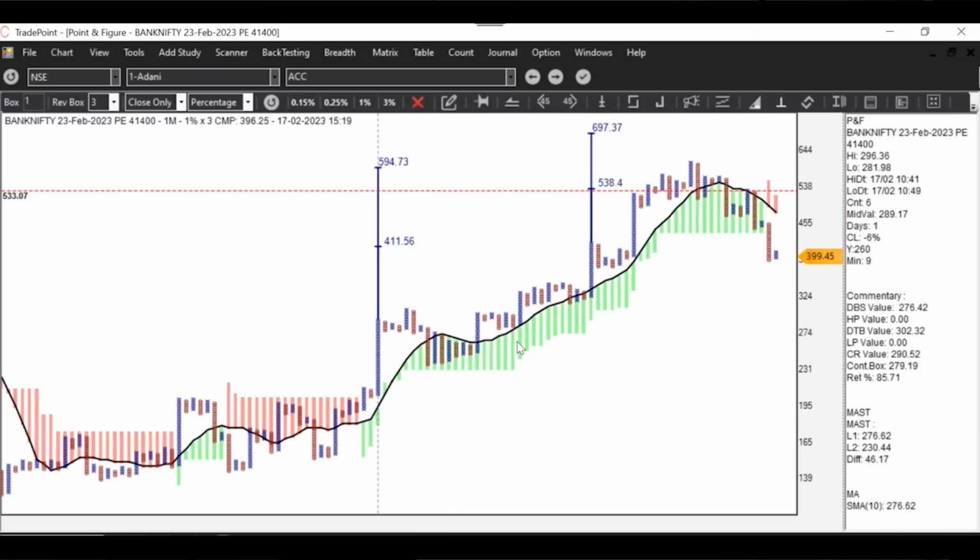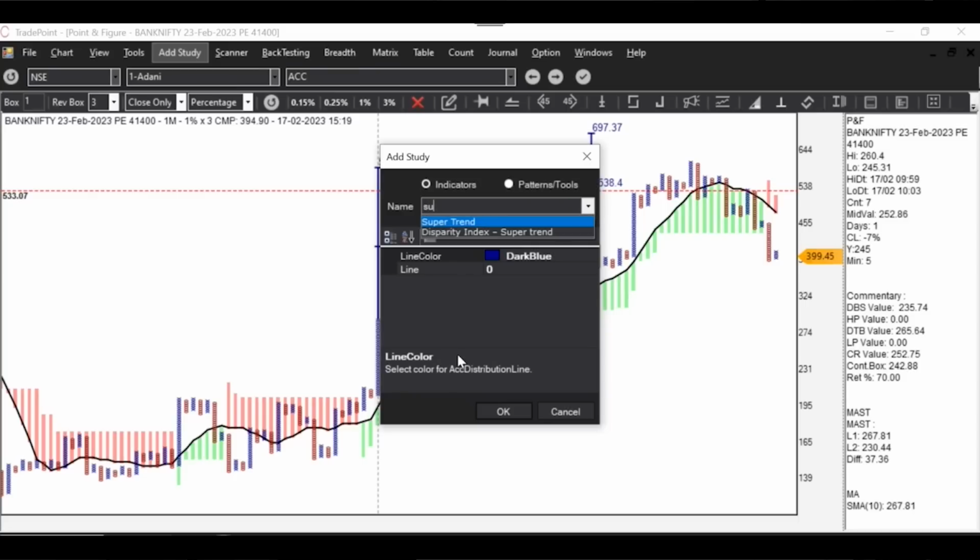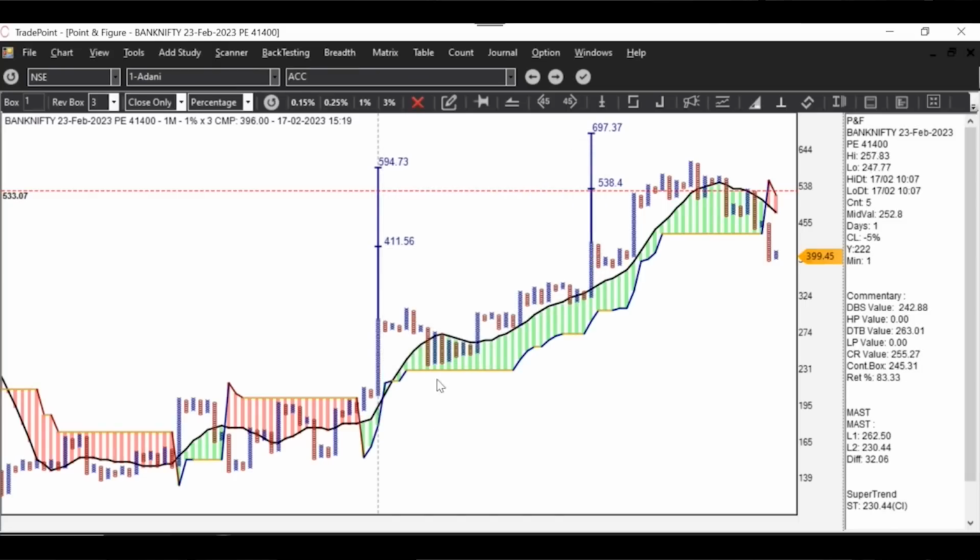In this, the L2 is nothing but the super trend. If I plot a super trend, the super trend line and the L2 will be the same, more or less similar. So the super trend bearish breakout did not happen, and we had a multi-column breakout.